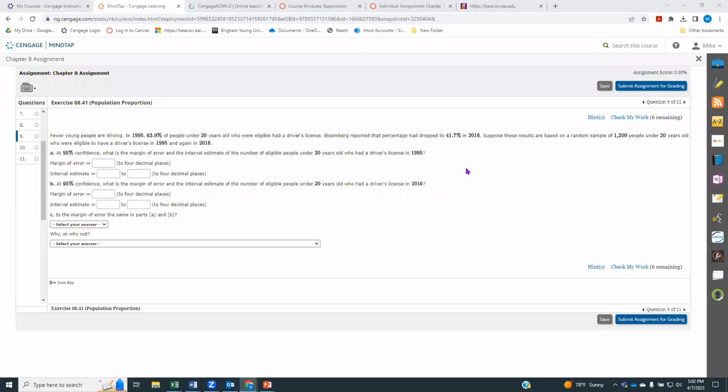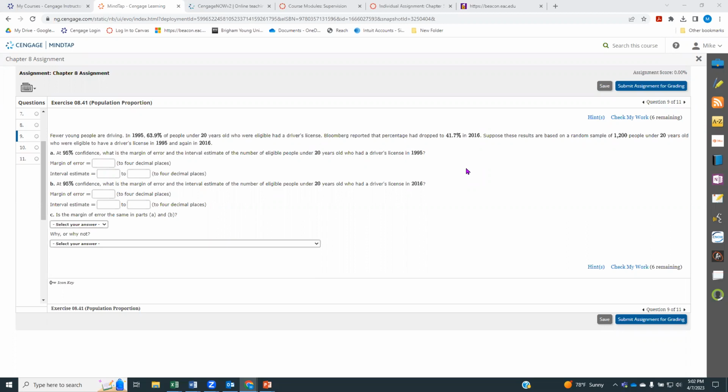Okay, let's take a look at chapter 8, problem number 9. So this is a population proportion problem. So we're finding an interval estimate given a proportion. So this says fewer young people are driving in 1995.